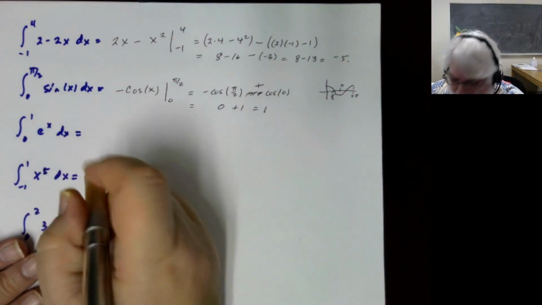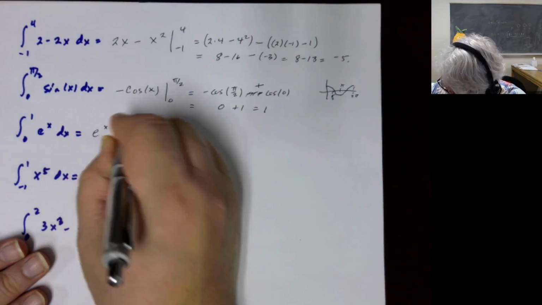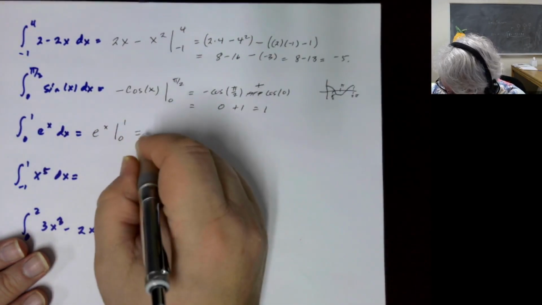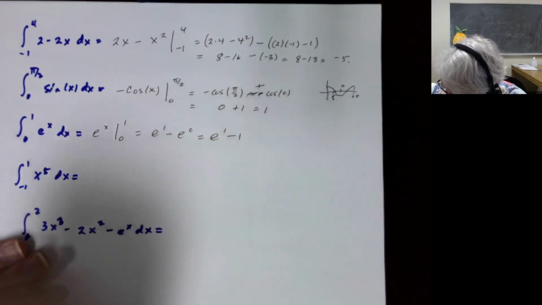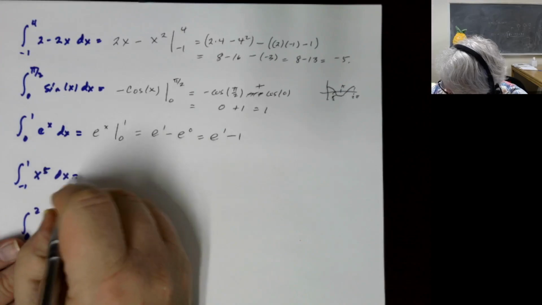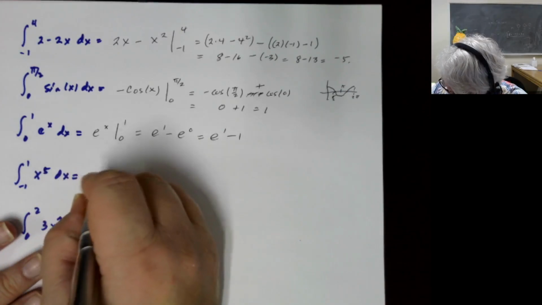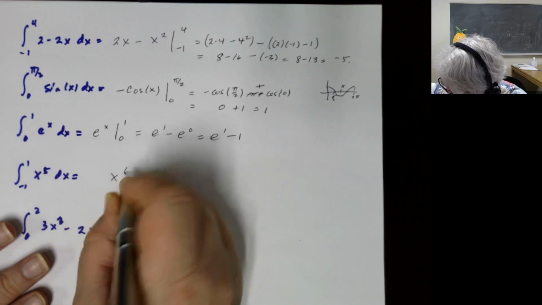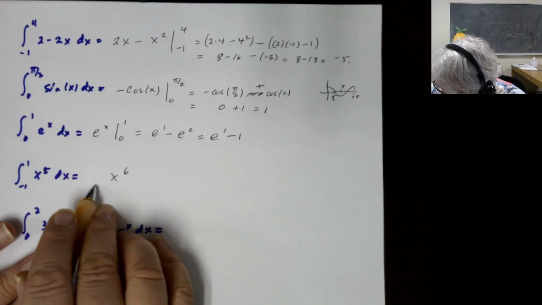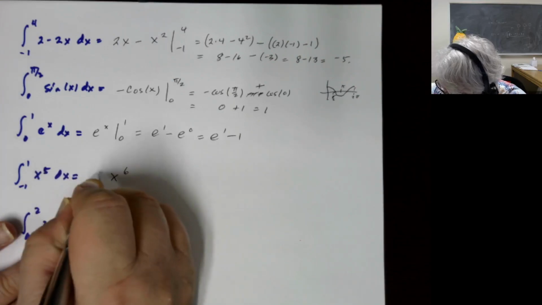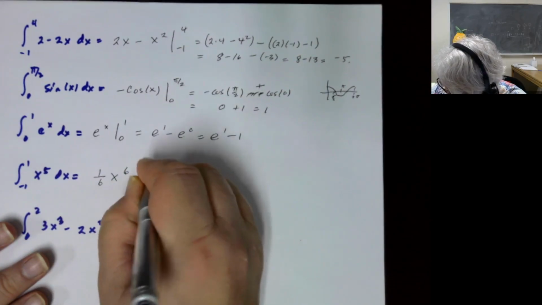Good. e to the x, the antiderivative is e to the x, evaluated from 0 to 1. So that's e to the 1 minus e to the 0, which is e minus 1. Good. This next one, x to the 5th. The antiderivative would be x to the 6th power. You add 1 to the exponent, and then you need to multiply something to get a 1 there, so that would be 1 over 6. Good. And then we evaluate from minus 1 to 1.